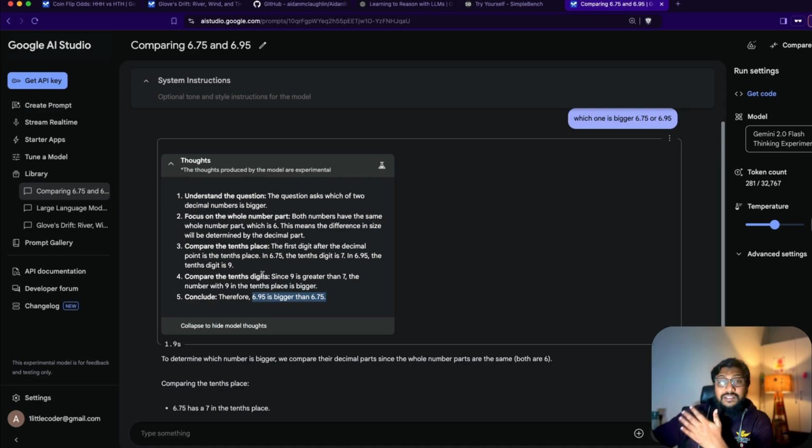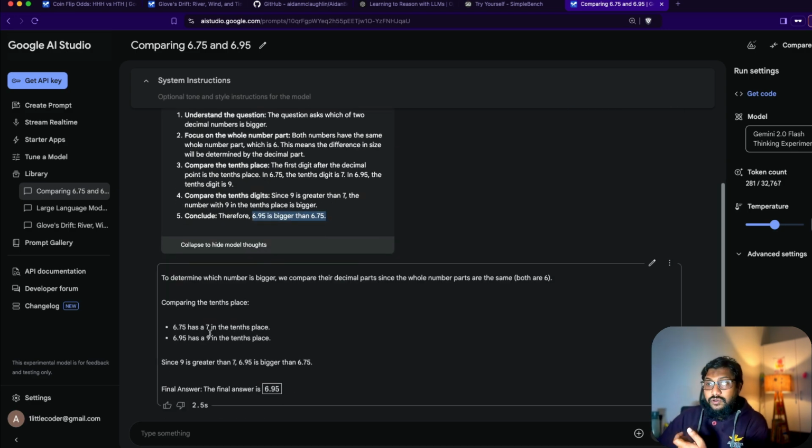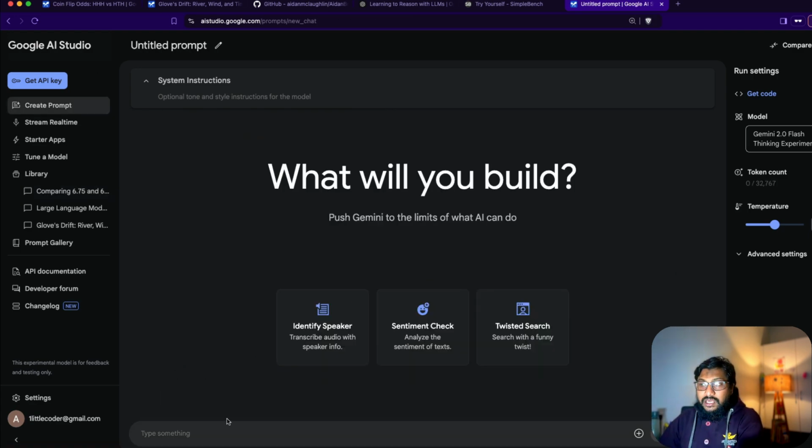The good thing is you can actually see the thinking process. It also renders LaTeX, I guess, so you can see the entire thing. Let me ask another question, which is, at this point, a boring question everybody's asking.